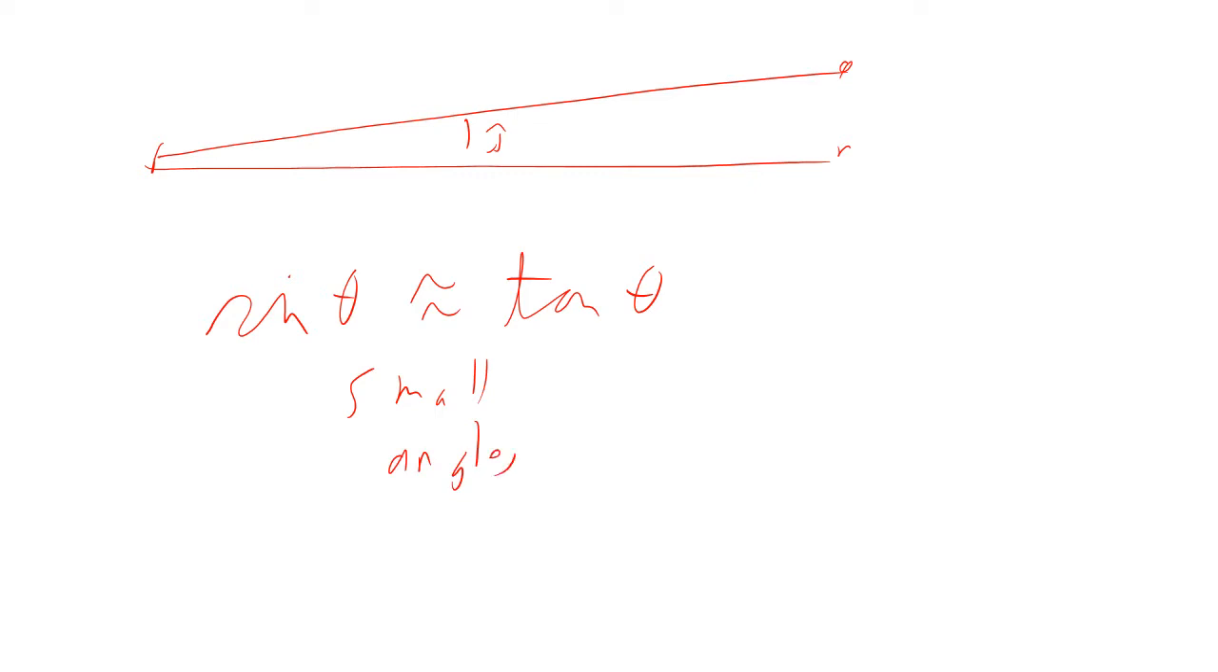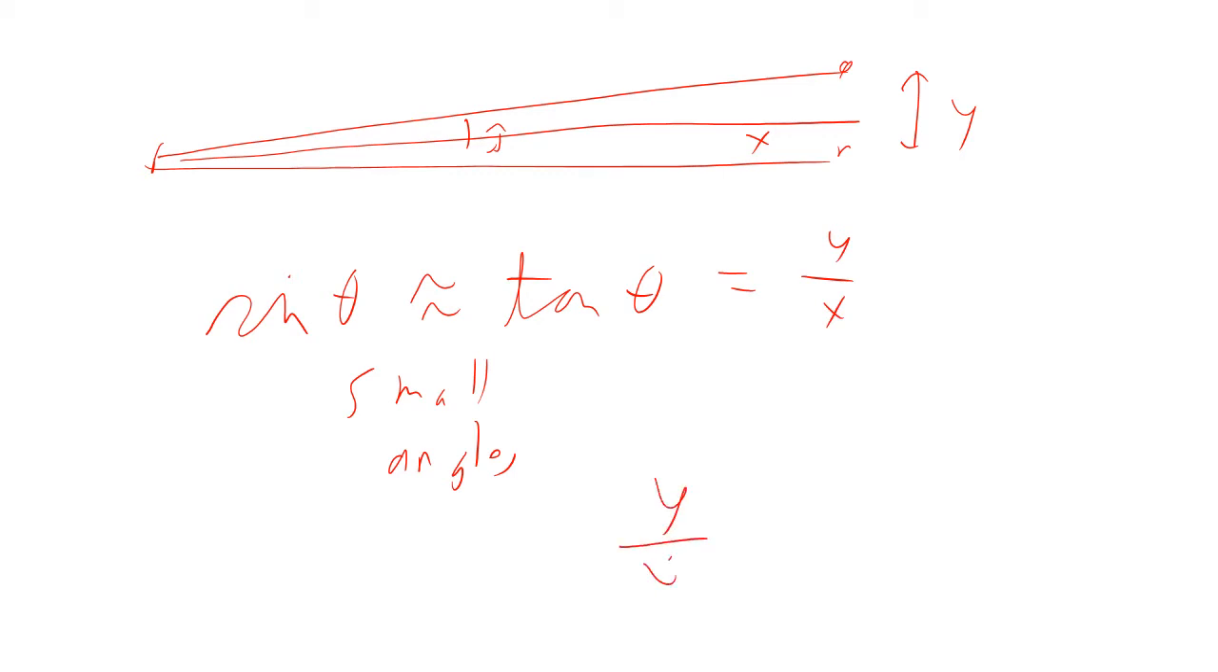If you're looking at something really far away, this is going to be a small angle. Sine theta is approximately tangent theta for small angles. Tangent theta, if we call that distance y and the distance x there, is y over x. So we can rewrite our previous equation: y over x, that's the sine or tangent theta, equals 1.22 lambda over A. So we can do an example of this.